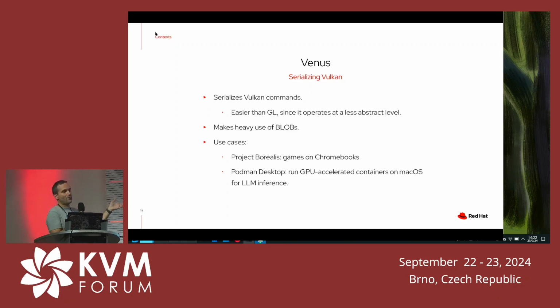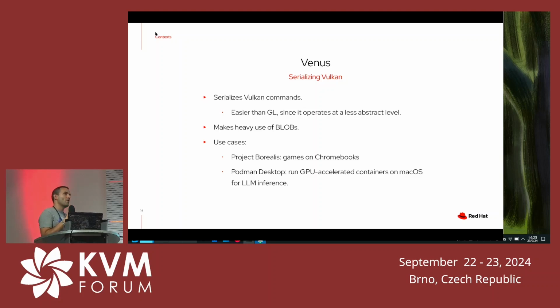Another use case, which is one of the first real-world examples I want to give about the power of these virtio-gpu contexts, is Podman Desktop and the need to enable macOS to run GPU-accelerated containers. So long story short, some months ago, we came up with the necessity of doing large language model inference using containers on macOS. But of course, containers on macOS are Linux containers, and since they are Linux containers, they need to run in a VM. So we needed a way to expose some form of GPU acceleration to that particular VM.